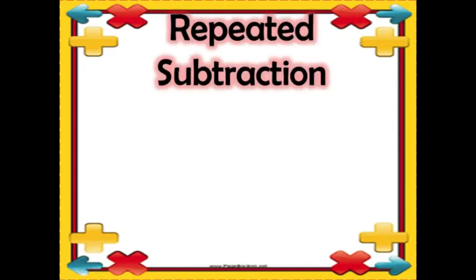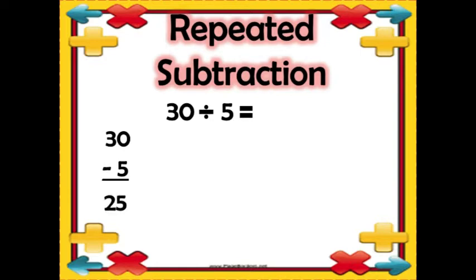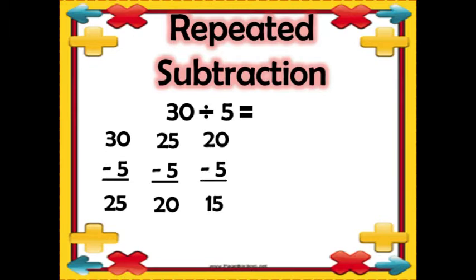Another example we have here is 30 divided by 5. Again, for us to know the answer, all we have to do is subtract 5 from 30 until we get to 0. So first we have 30 minus 5, the answer is 25. 25 minus 5, the answer is 20. Next is 20 minus 5, the answer is 15.